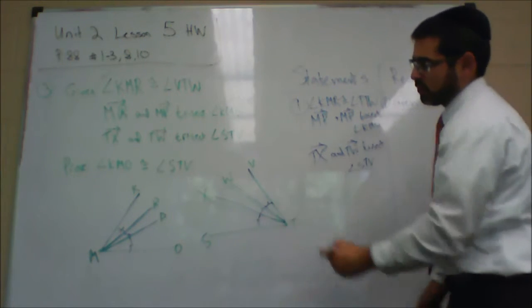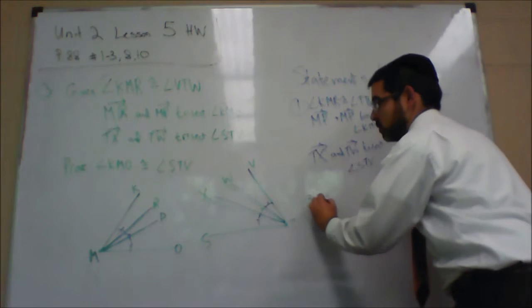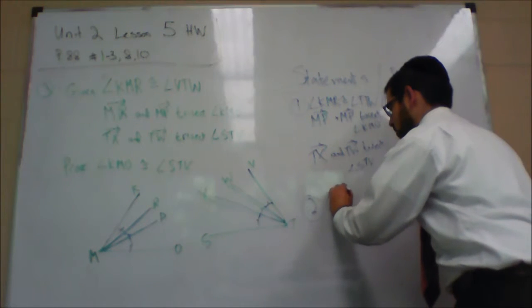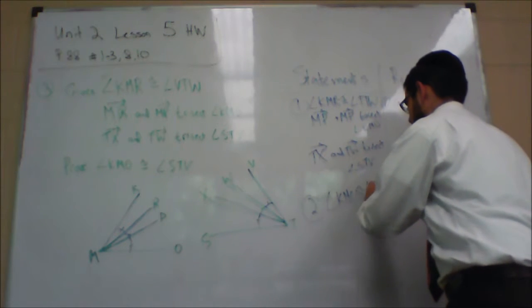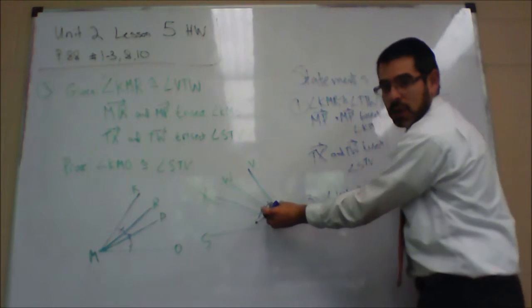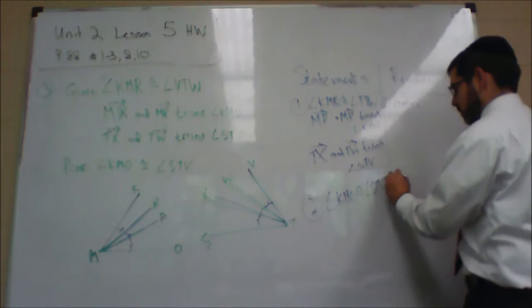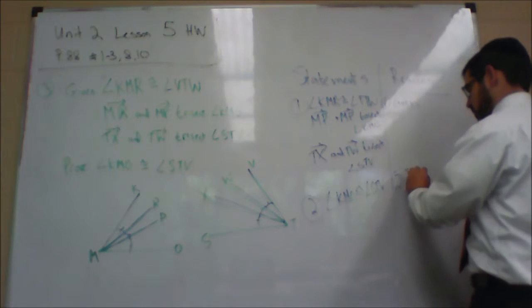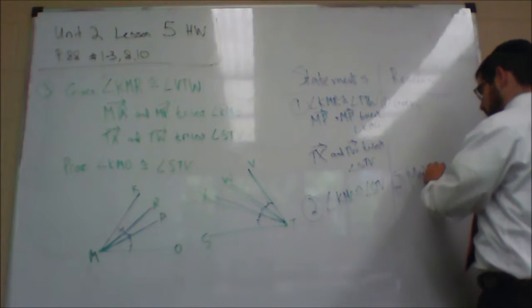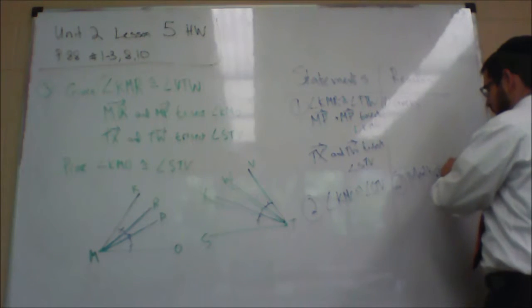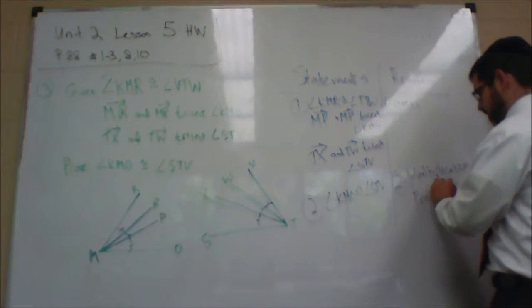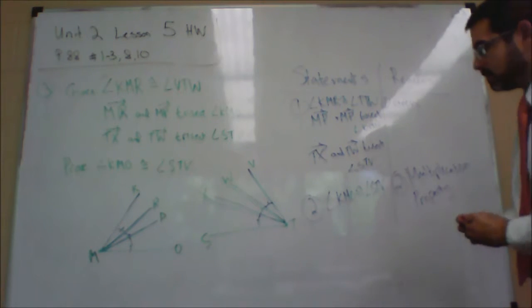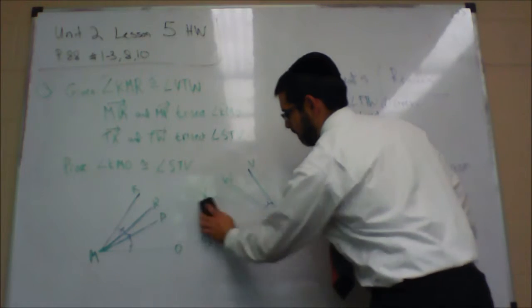Great, so now I go ahead and prove that my last step here, just two steps here, angle KMO, which is the bigger angle, must be congruent to the other bigger angle STV, and then we're going to use the multiplication property. We're going to triple each one of these, and we'll call this here the multiplication property. Okay, and that's it. Let's go ahead and do number 8 now.